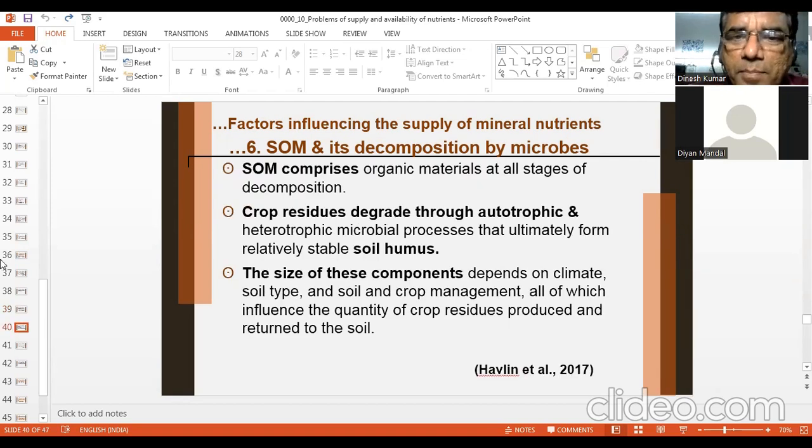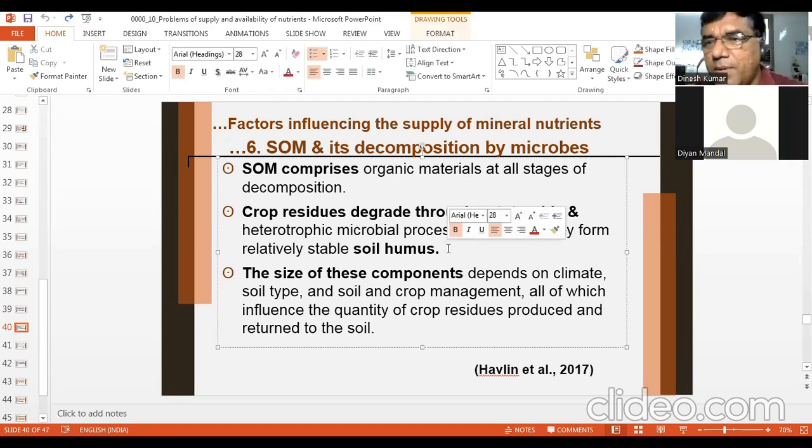Soil organic matter comprises organic material at all stages of decomposition. Crop residues degrade through autotrophic and heterotrophic microbial processes that ultimately form relatively stable organic matter, that is humus. The size of these components depends on climate, soil type, and soil and crop management, all of which influence the quantity of crop residues produced and returned to the soil.